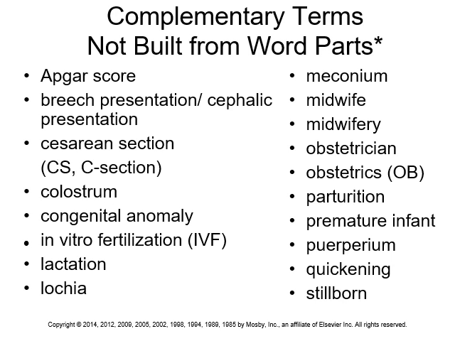APGAR score, breech presentation or cephalic presentation. Breech is where the baby is not delivered head first, and cephalic presentation is when the baby is delivered head first. Cesarean section, C-section or CS, is where they have to go in and surgically remove the baby.